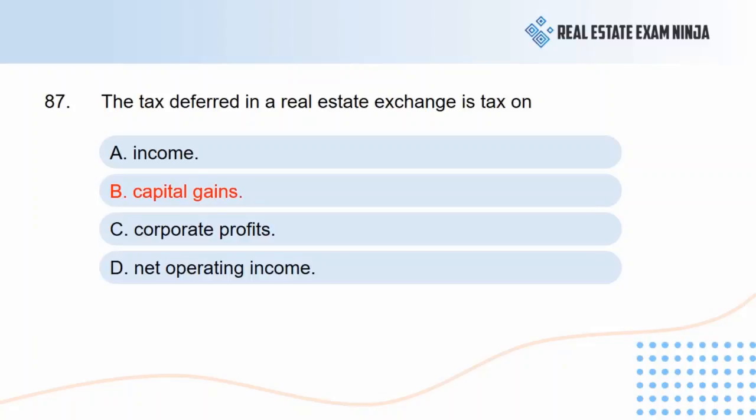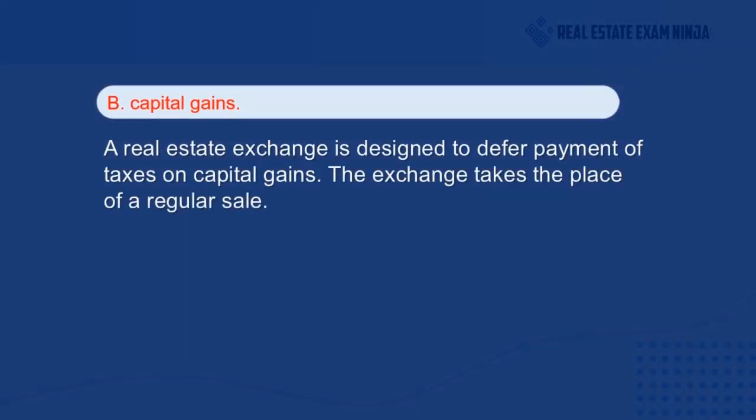The correct answer is B. A real estate exchange is designed to defer payment of taxes on capital gains. The exchange takes the place of a regular sale.